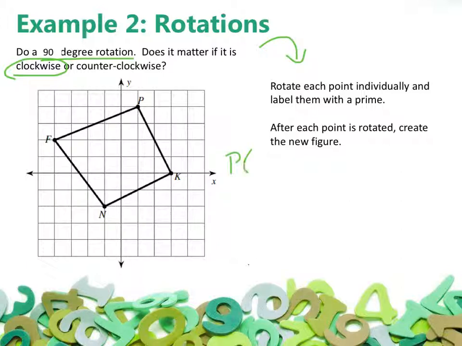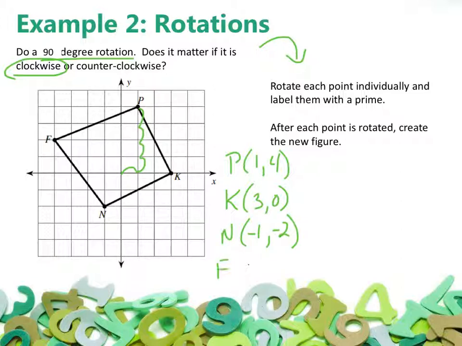So we have point P, and point P you'll see is 1, 1, 2, 3, 4. So it's 1, 4. Point K is 3, 0. Point N is negative 1, negative 2. And point F, if you look at it, is 1, 2, 3, 4, negative 4, 2. And we're going to create, let me erase those, a rotation.